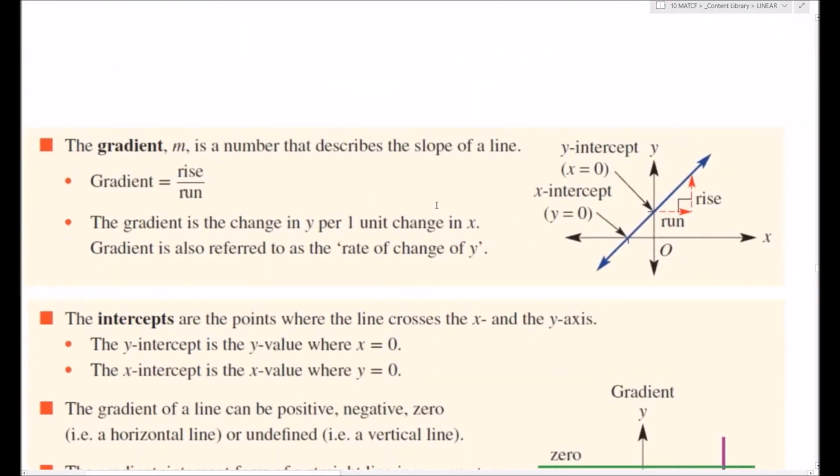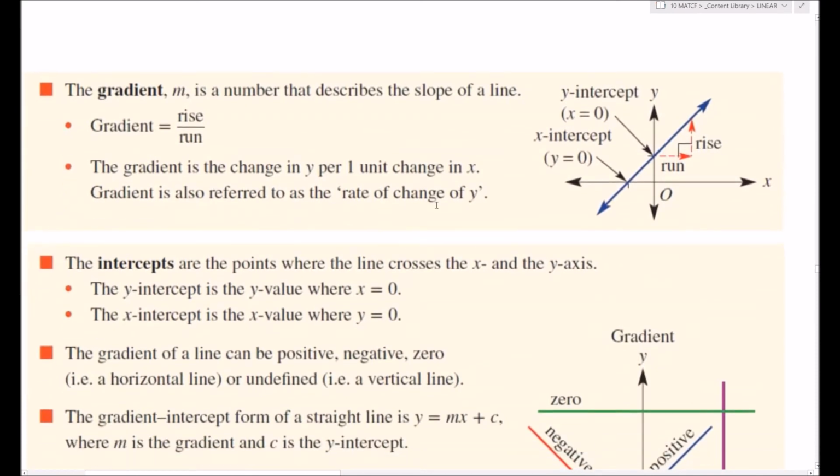So here, gradient. You might have seen this in your previous years with the gradient m. Normally you'll see the gradient in an equation represented with the letter m. It's a number that describes the slope. Whenever you see gradient, it's the same thing as slope. Gradient and slope are actually the same thing. m, slope, gradient, same thing.